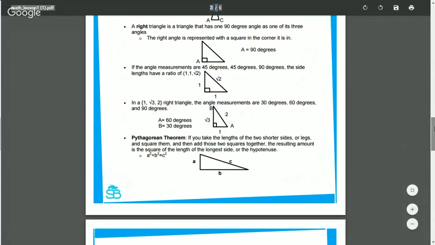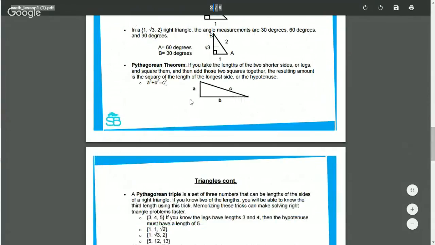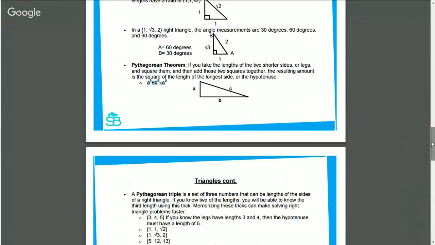And the Pythagorean theorem is one of the most important concepts of geometry. A squared plus b squared equals c squared is probably the most important thing, and something that you should look to memorize.